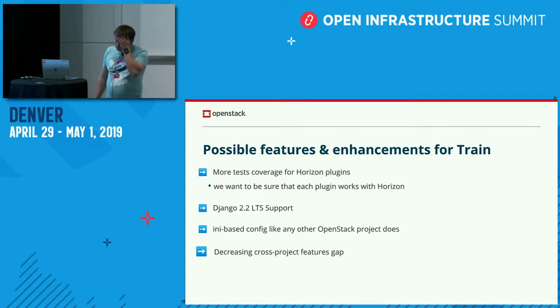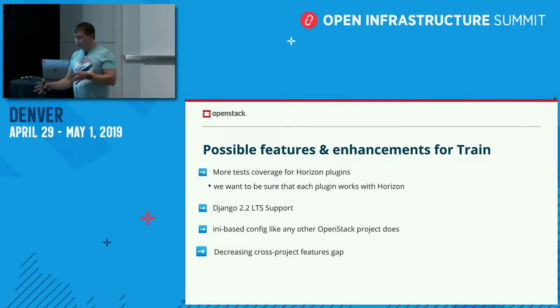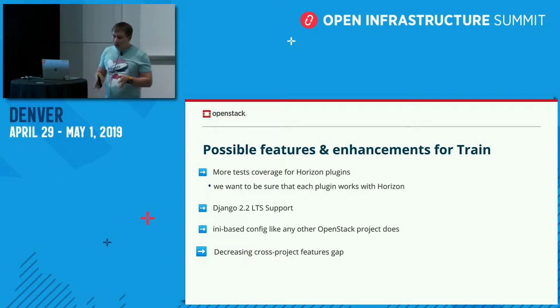So, what are we going to do next in Train? We are going to introduce CI for plugins, as I mentioned. So it will allow us to add more documentation to Horizon, and we will mention which plugins are tested or not. So if you are going to install Horizon with some plugins, you will be able to check from the plugins registry page if it's tested or not. Because, as you may know, if something is not tested, probably it could be broken.